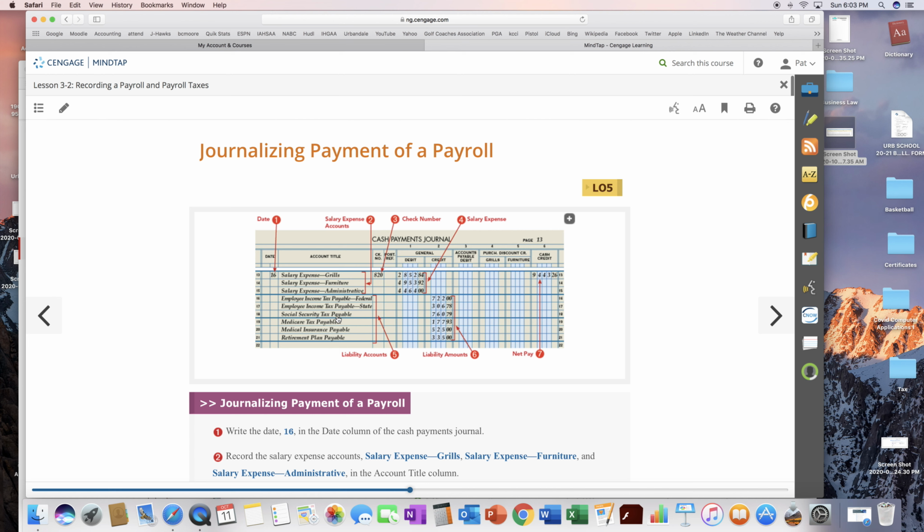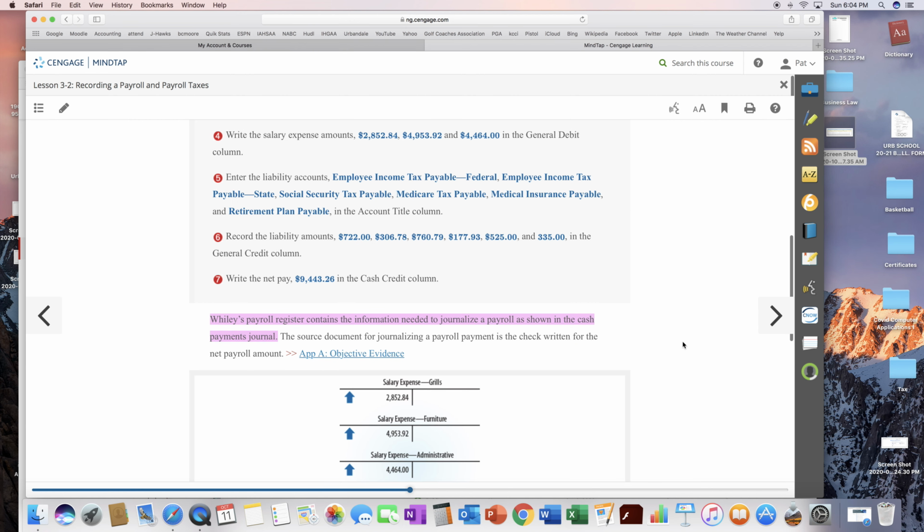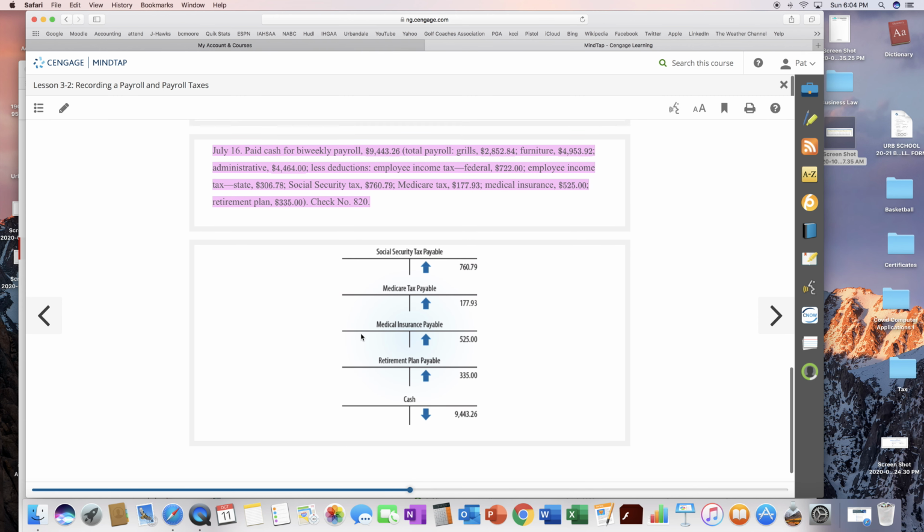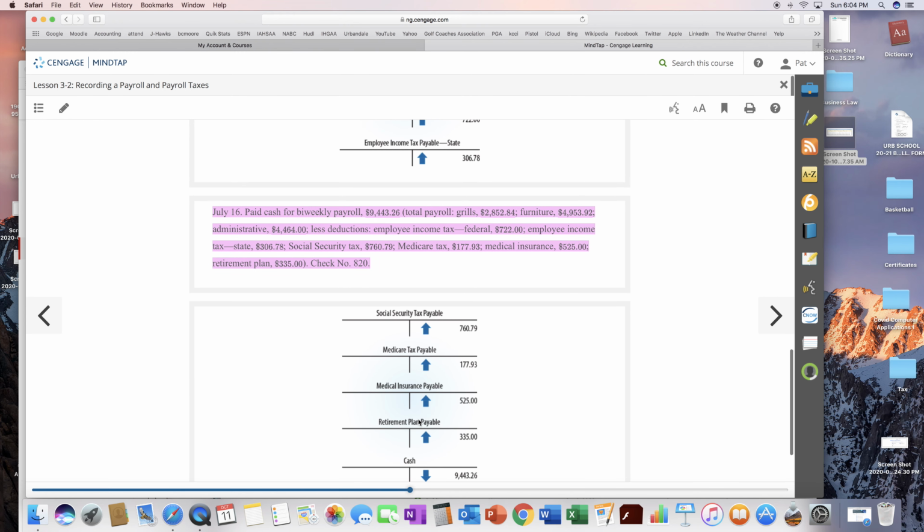These payables are recorded here. Social Security, Medicare, no problems. Makes sense, comes from the payroll register. Medical insurance payable, retirement plan payable. Those two come from the deductions for medical insurance and the bonds or retirements, whatever they list them as in your register. So this stuff's all coming from our register. Wiley's payroll register contains the information shown to do this cash payments journal. They have everything set up in different ways. Here are all the taxes, so they have multiple T accounts to give you that.